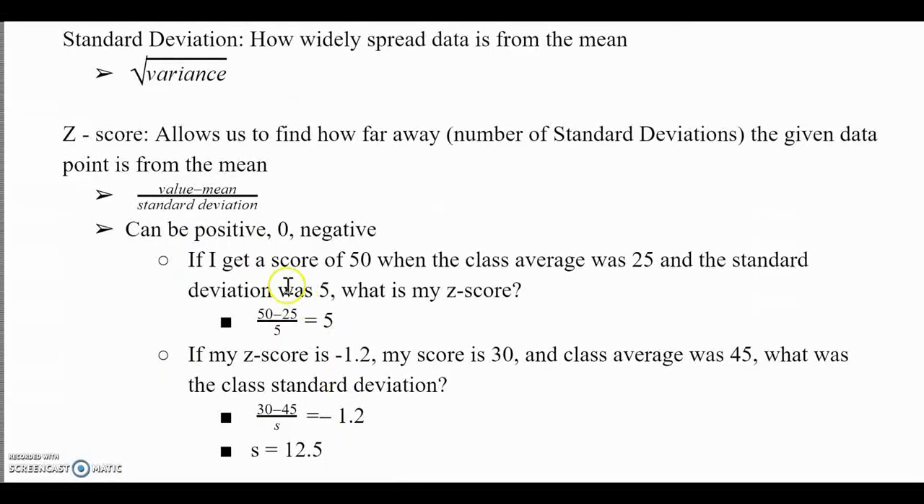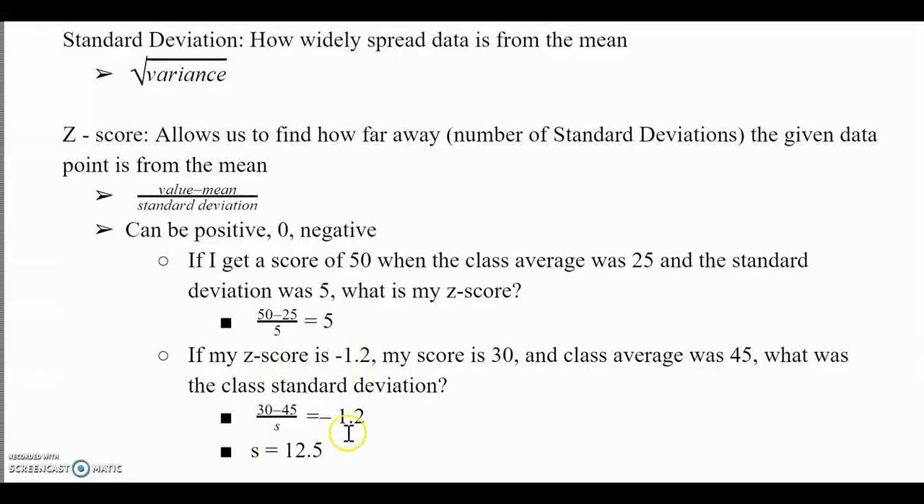Here, if my score is 50 when the class average is 25 and the standard deviation is 5, that's 50 minus 25 over 5, which is 5. So that just means I'm 5 standard deviations above the mean. I'm pretty good, I have to say.